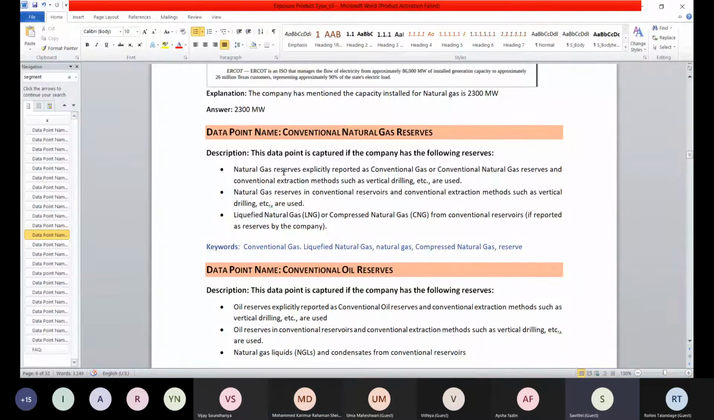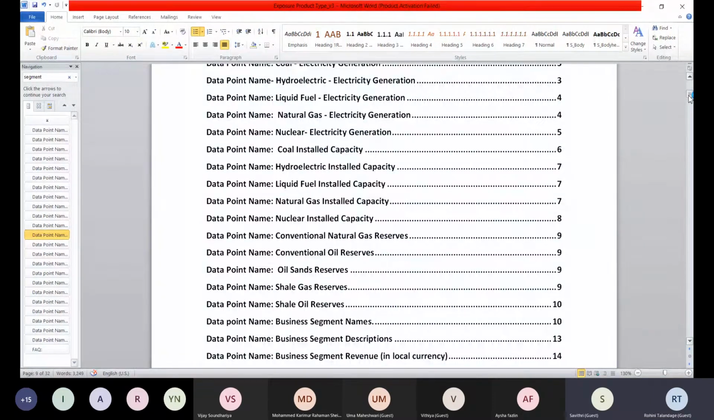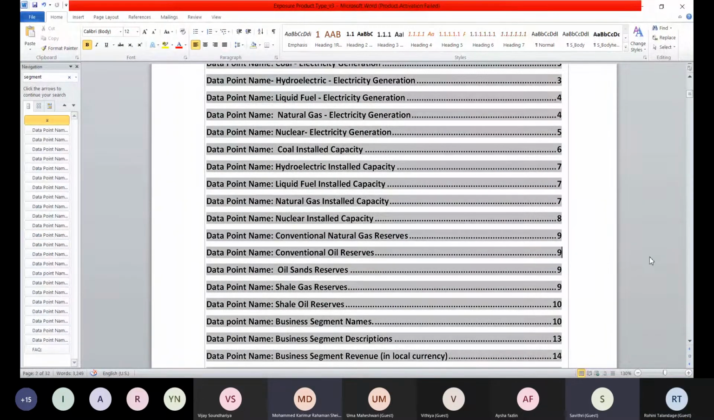So the next set is reserves. Rohini, go to the table of contents. For reserves we have 1, 2, 3, 4, 5 data points. Reserves are nothing but the oils, the oils and gas.